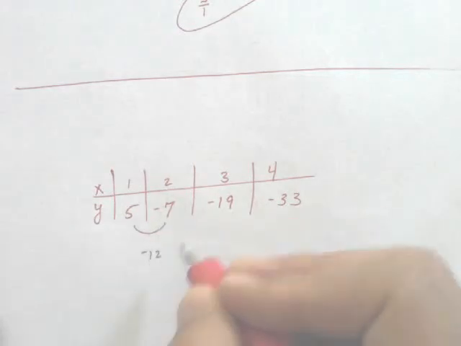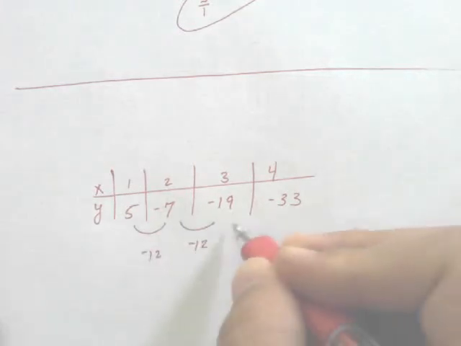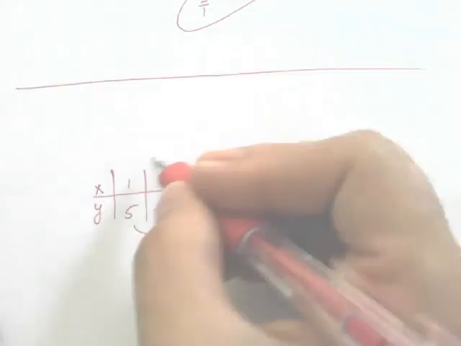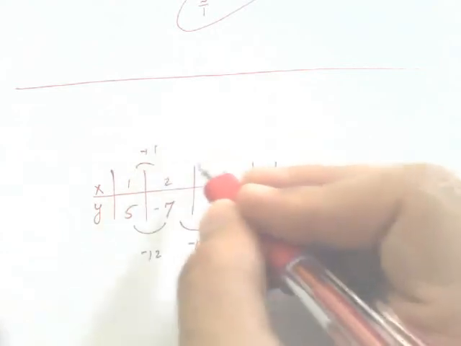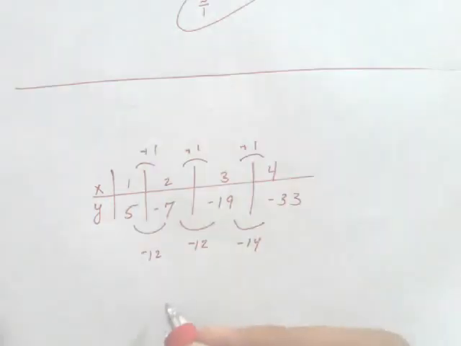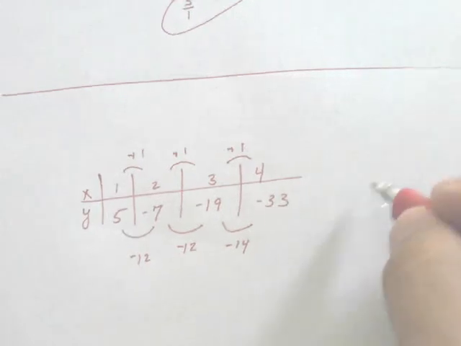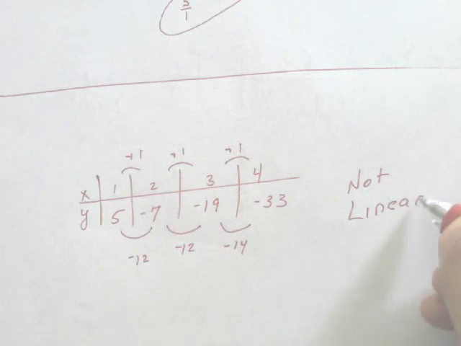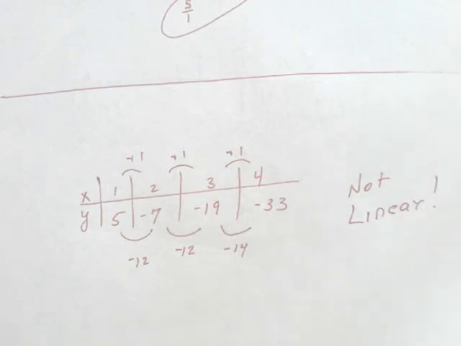So I'm going down by 12, I'm going down by 12, and now I'm going down by 14. But let me check those x's. I'm going up by 1, I'm going up by 1, I'm going up by 1. So I've got slopes that are not constant. This table is not linear. Hopefully that helps you with your homework.